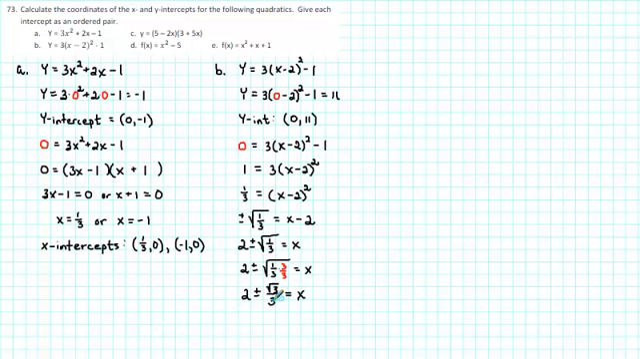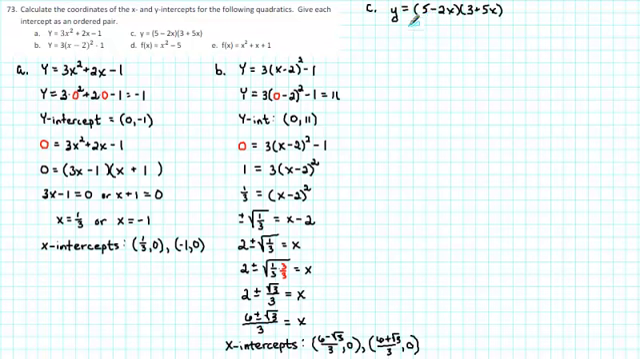Finally, we might get a common denominator so that we can combine these two terms together. We can write 2 as 6 over 3. So our end result is that x is equal to 6 plus or minus the square root of 3 over 3. Therefore, we have our two x-intercepts, (6 plus the square root of 3 over 3, 0) and (6 minus the square root of 3 over 3, 0).